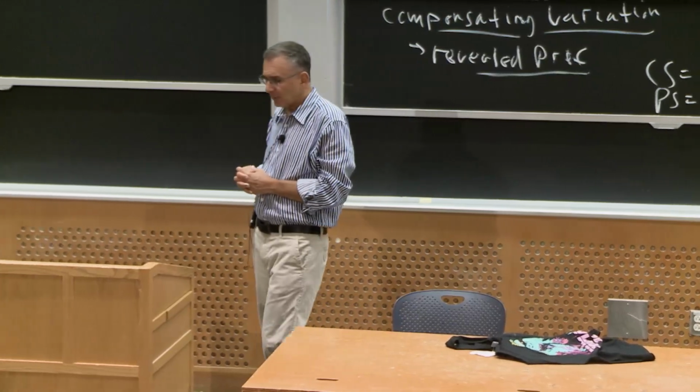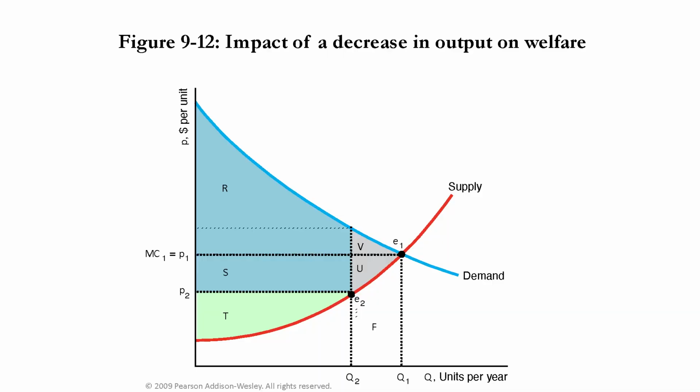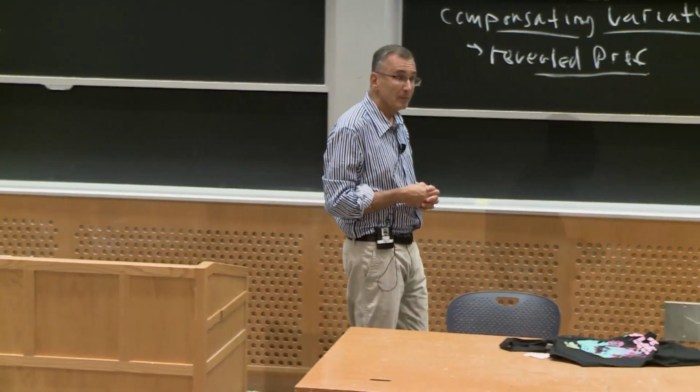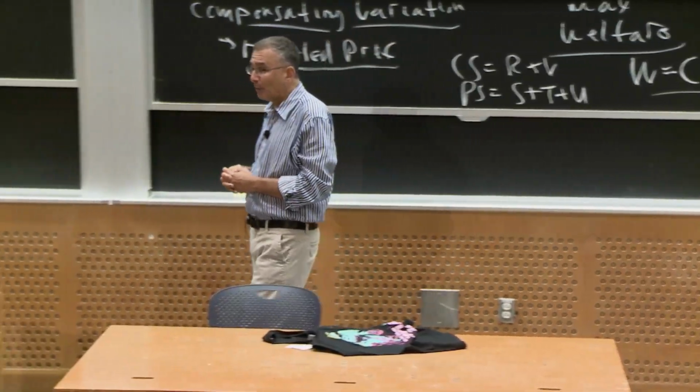Well, what happens? At P2, producers say, well, look, if you're going to only give me P2, I'm only going to produce Q2. I have to be on my supply curve. My willingness to supply at P2 is Q2. So I'm only going to produce Q2.